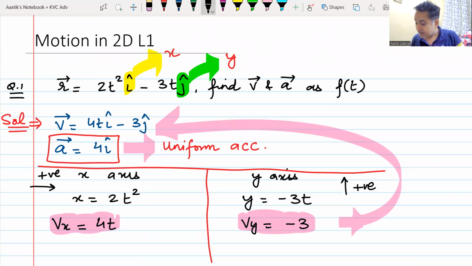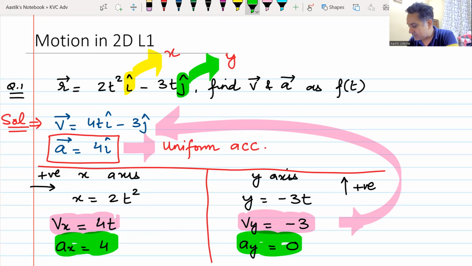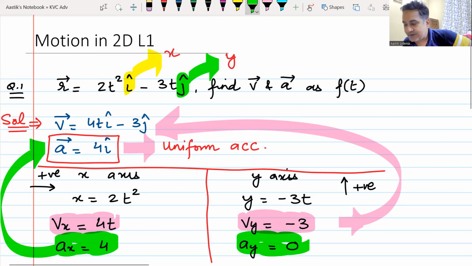Now I can differentiate it again. If I differentiate velocity along x, I will get the x component of acceleration, which will be 4. The y component of acceleration is equal to 0, as you can see. Combining both, I end up with the acceleration vector. So I've done the same question, but by breaking it up into x and y and using the sign convention.